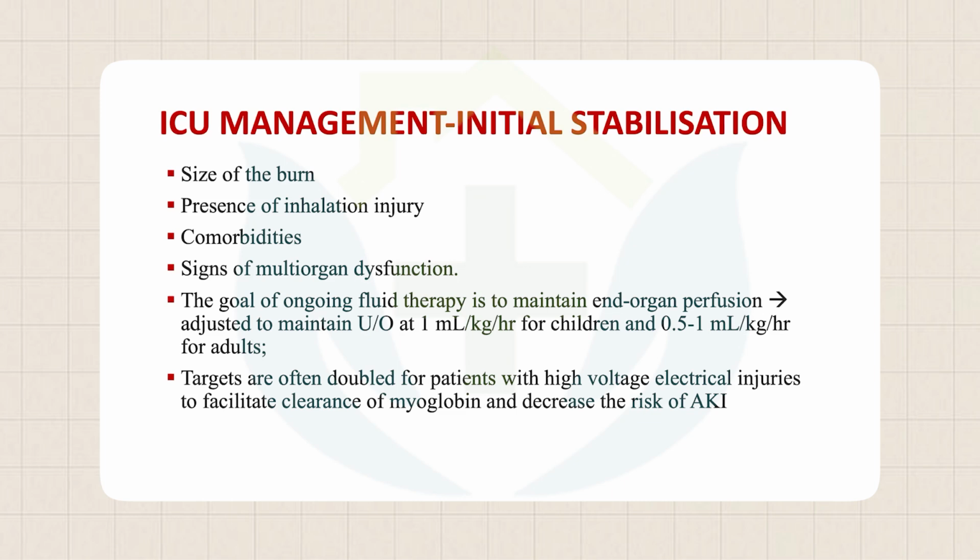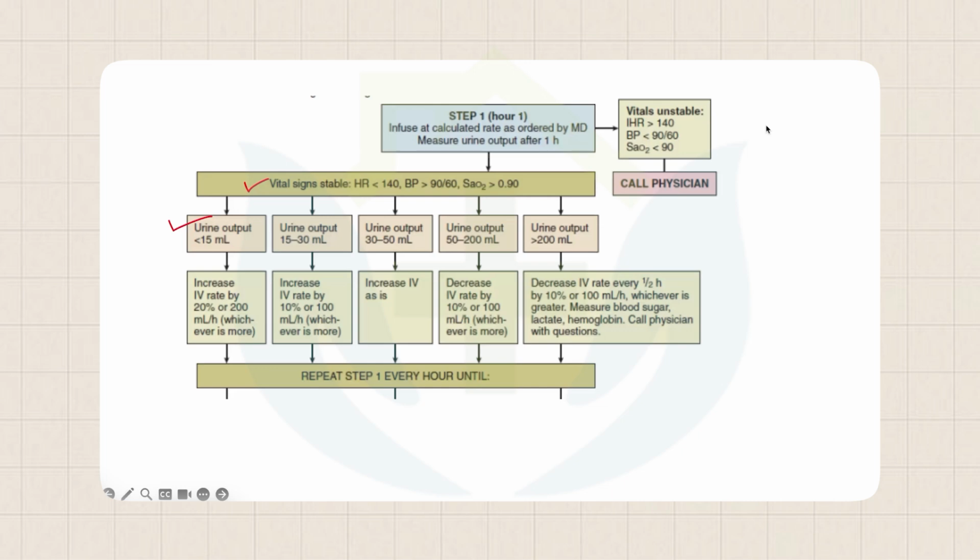The target for urine output is 0.5 to 1 mils per kg per hour for adults and 1 mils per kg per hour for children. Supposedly on day 2, we are seeing that despite giving fluids, your urine output is inadequate, less than 15.